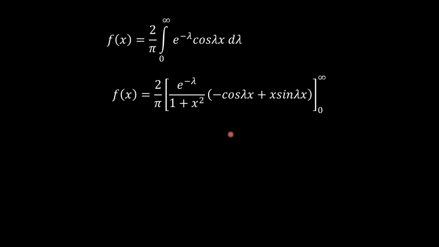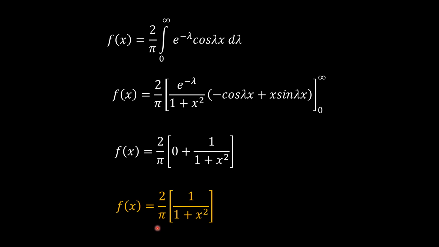Now put the upper limit. So e raised to minus infinity is 0. Then put the lower limit. E raised to 0 is 1. 1 upon 1 plus x square minus cos 0. Cos 0 is 1 plus 0. So value of the lower limit is negative, and this minus sign, so minus minus becomes plus. So 1 divided by 1 plus x square, and therefore f of x is equal to 2 upon pi into 1 upon 1 plus x square. So which is the required inverse Fourier cosine transform. I hope you have understood this. Thanks for watching this video.